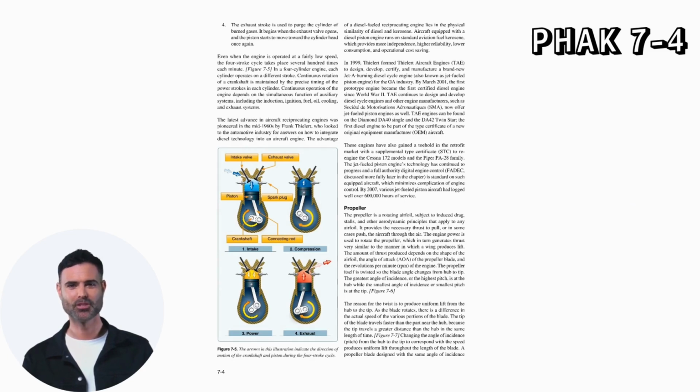4. The exhaust stroke is used to purge the cylinder of burned gases. It begins when the exhaust valve opens and the piston starts to move toward the cylinder head once again. Even when the engine is operated at a fairly low speed, the four-stroke cycle takes place several hundred times each minute. In a four-cylinder engine, each cylinder operates on a different stroke. Continuous rotation of a crankshaft is maintained by the precise timing of the power strokes in each cylinder.